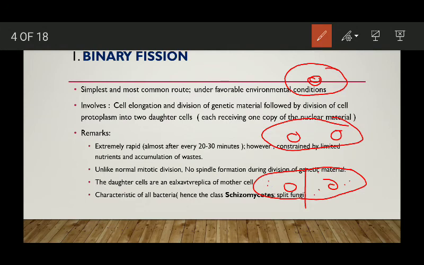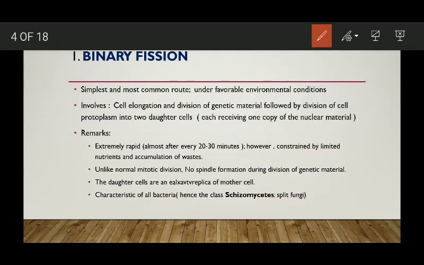Now some important remarks about binary fission. Binary fission is extremely rapid. This process takes place almost every 20 to 30 minutes. After every 20 to 30 minutes, each bacterial cell divides to form two cells. However, it may be constrained by limited nutrients and accumulation of wastes. When there is scarcity of nutrients in the environment and accumulation of toxic materials in the medium, the bacterial cells stop binary fission, or you can say the pace of binary fission slows down.